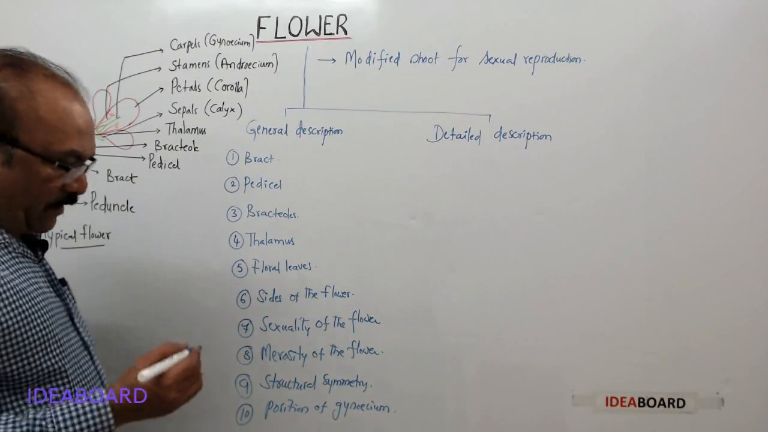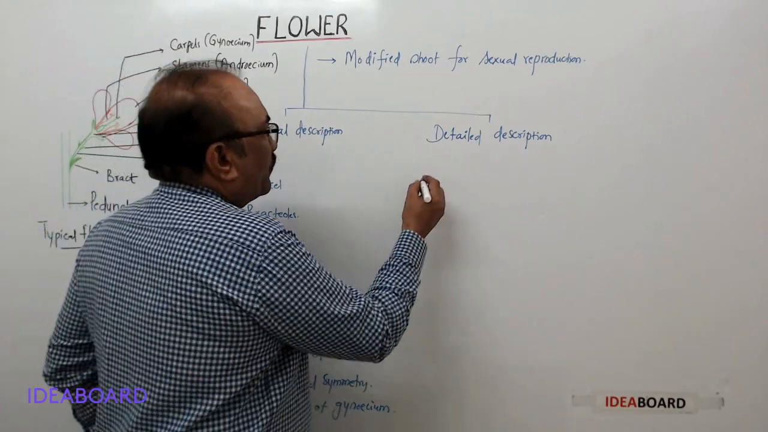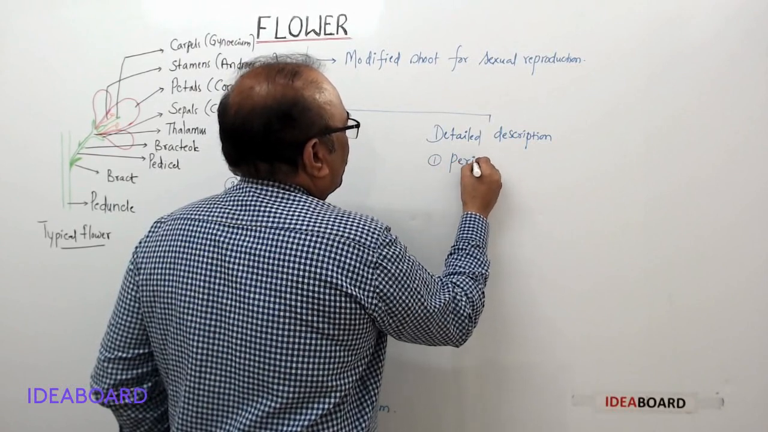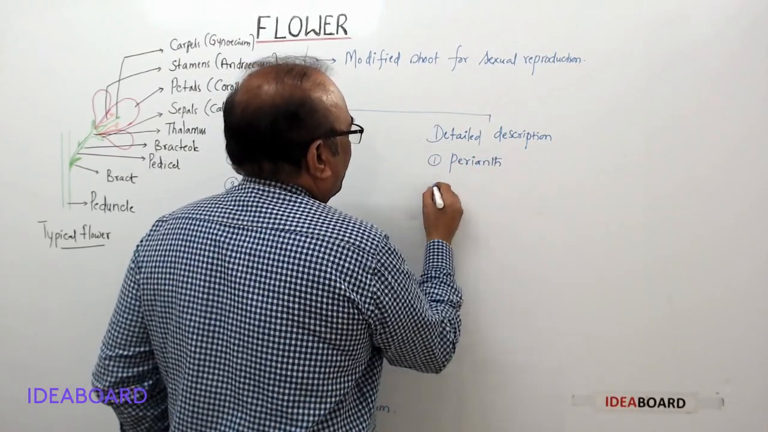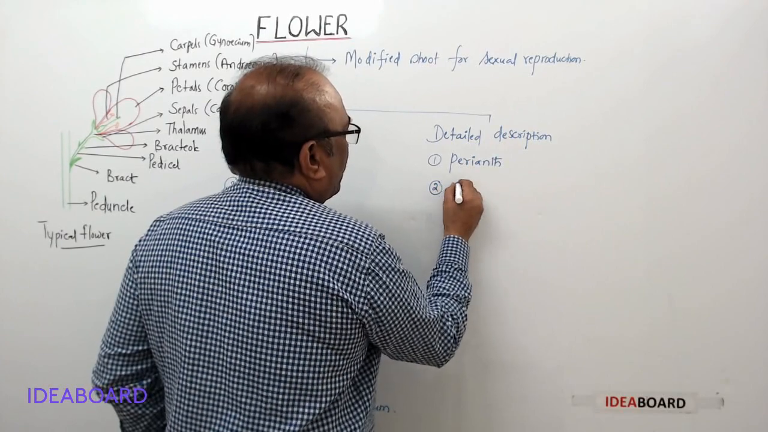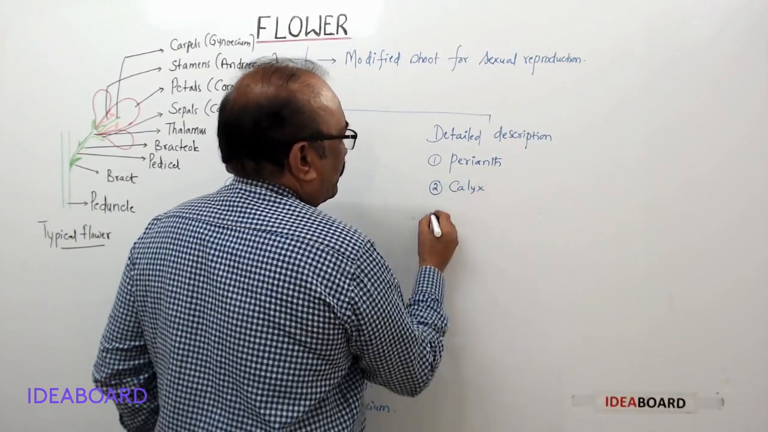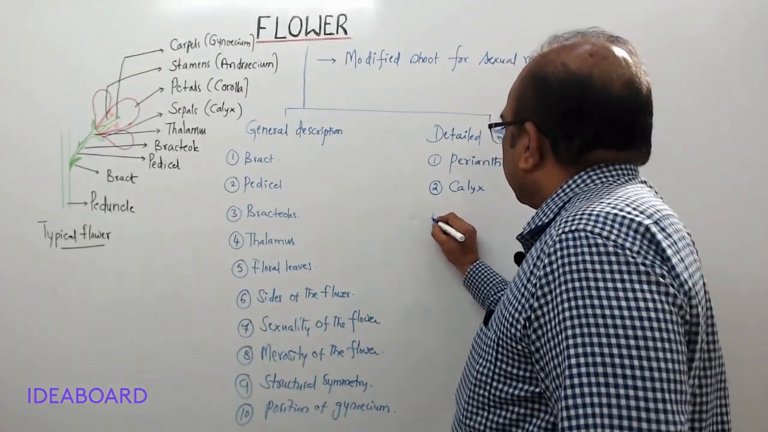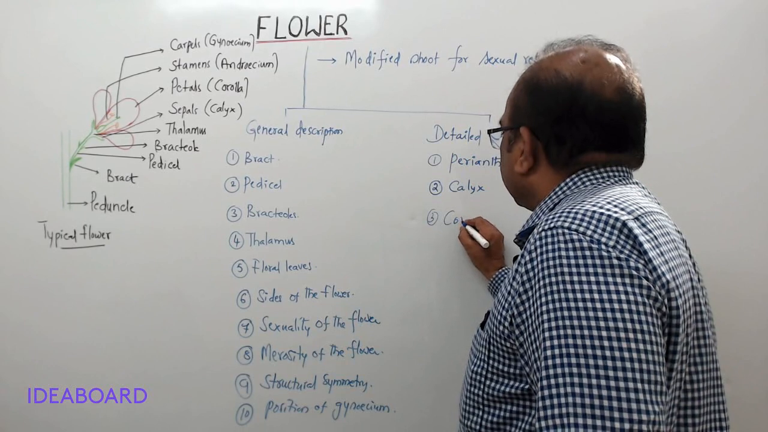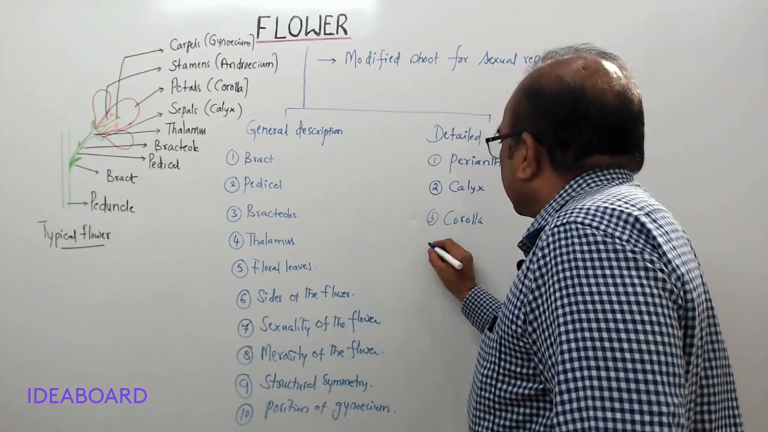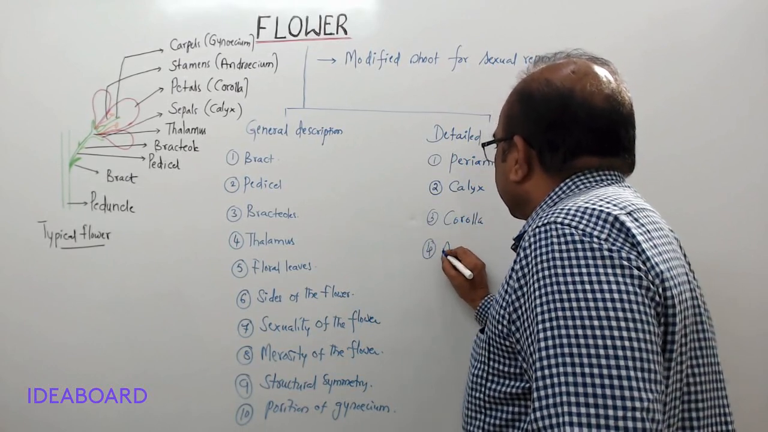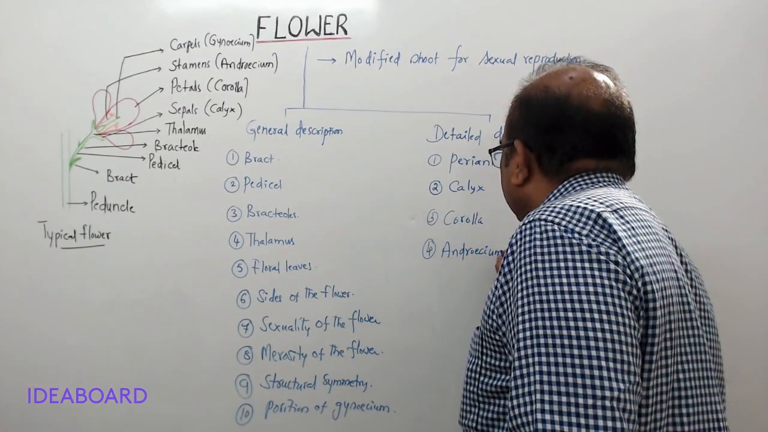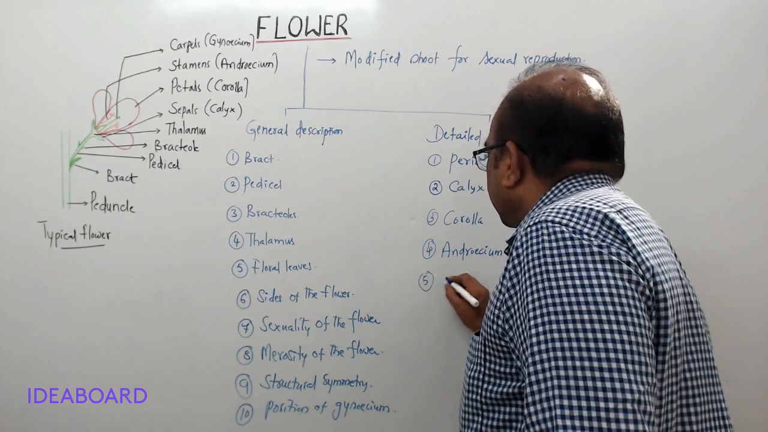And under detailed description, we will discuss the perianth, calyx, corolla, androecium, gynoecium.